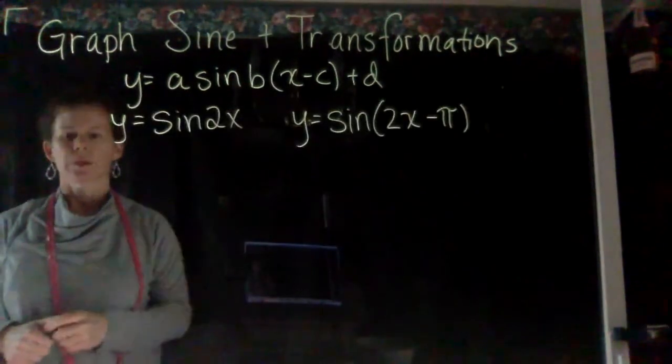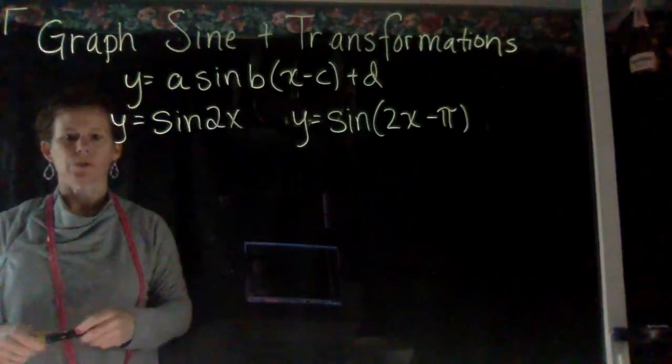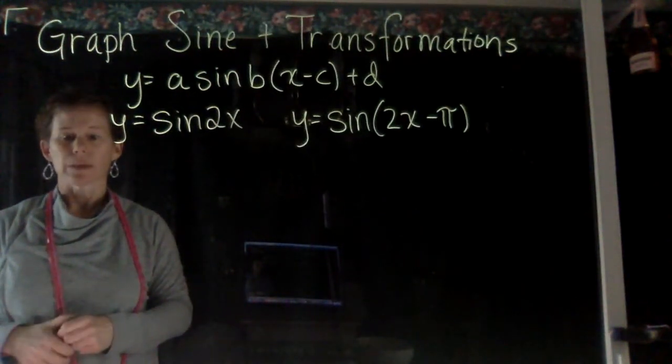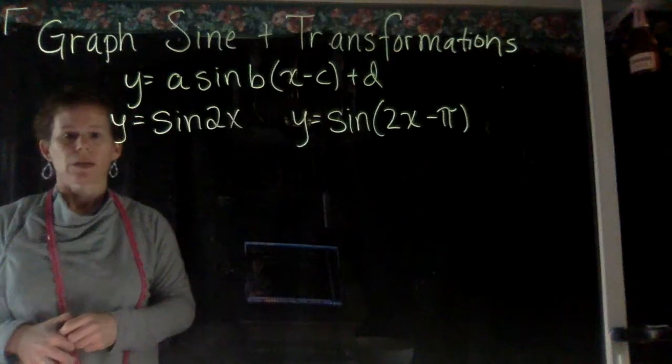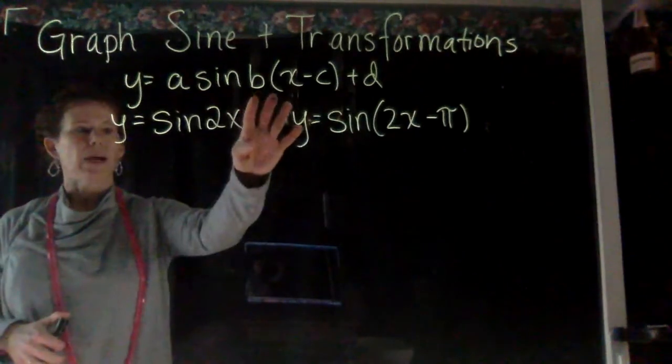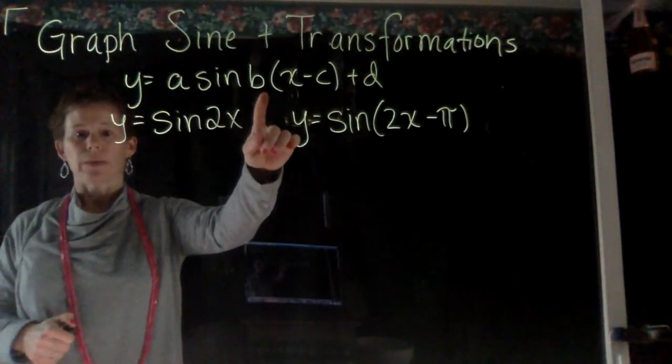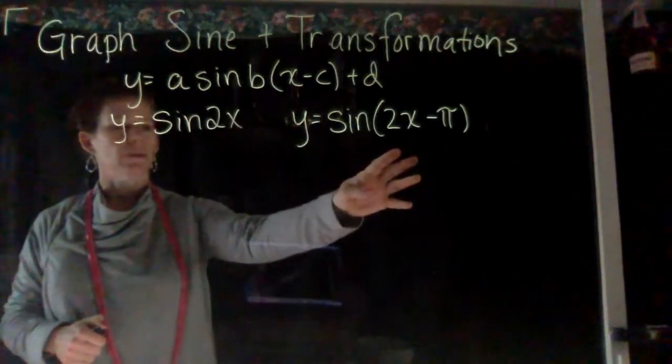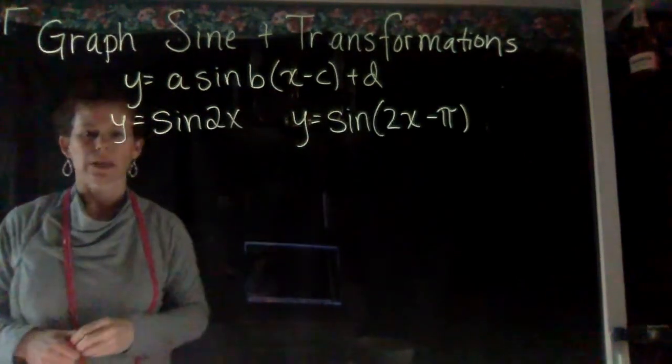This graph is y equals sine of 2x. We said that b was 2. Notice I didn't have any parentheses because I didn't have a c value. When I wrote my original equation, I put the b on the outside, but if you notice here with this equation, I'm purposely putting b on the inside.